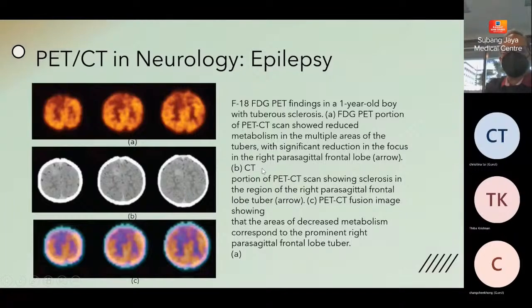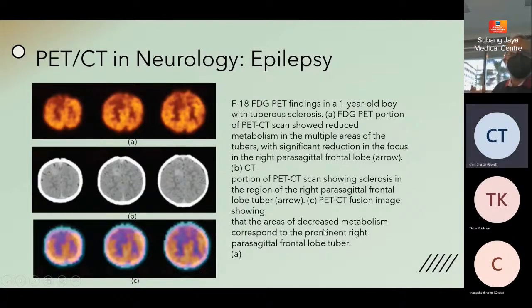This patient has got tuberous sclerosis, a 1-year-old boy. You can see that there's a cold area, and this actually corresponds to the prominent right paracentral frontal lobe tuber. If you're doing surgery and all, this will be a useful guide for you.